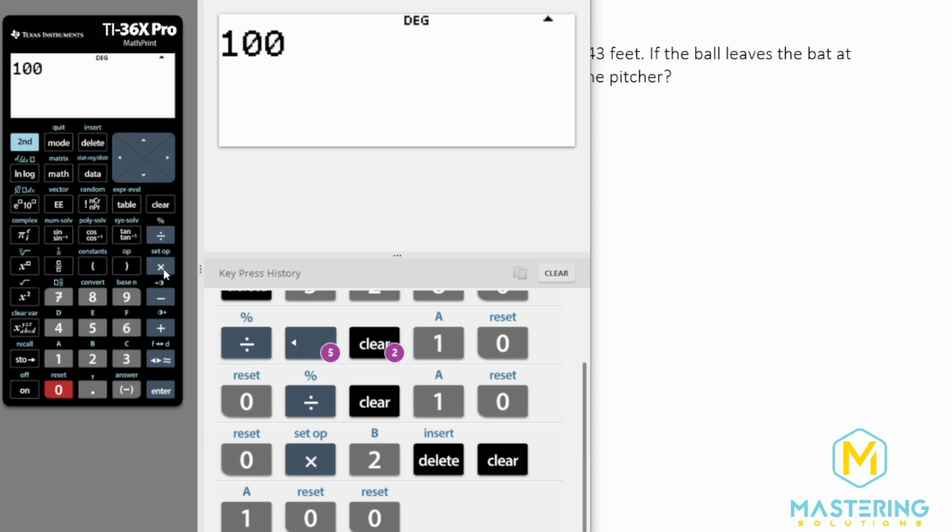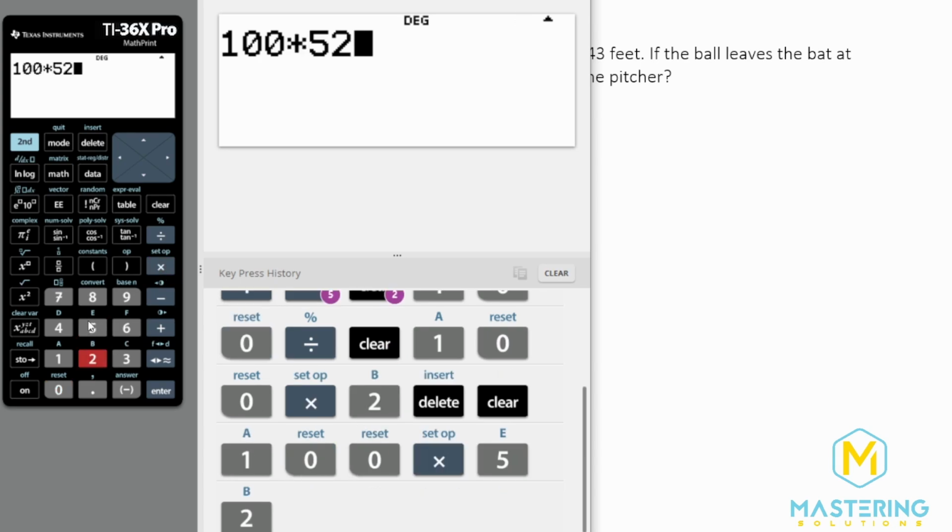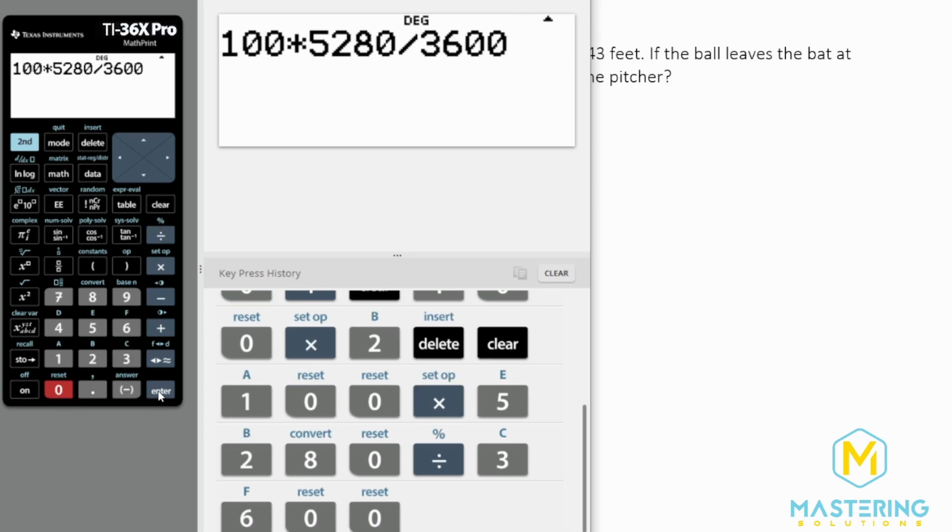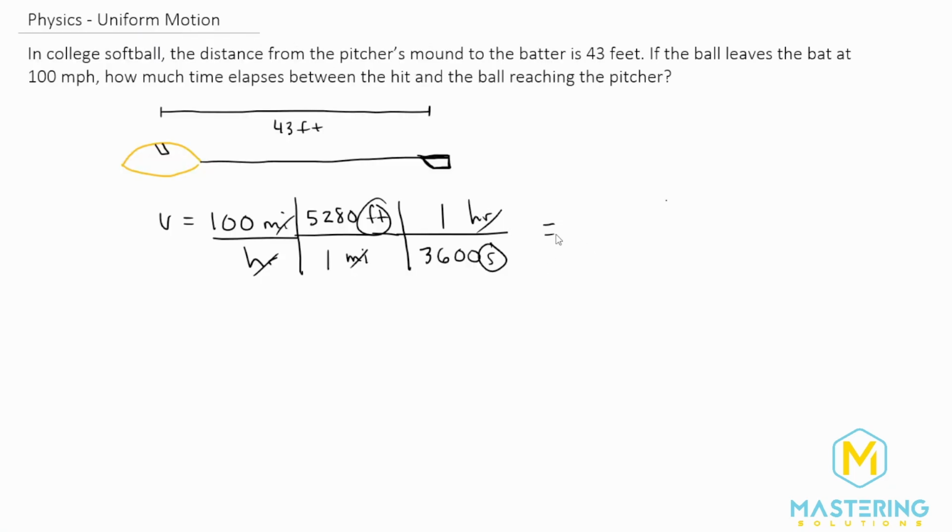We have 100 multiplied by 5,280, and then we'll divide that by 3,600 to put us in feet per second, and that gives us 146.67 feet per second. So now our units will all agree and we can write the equation for velocity.